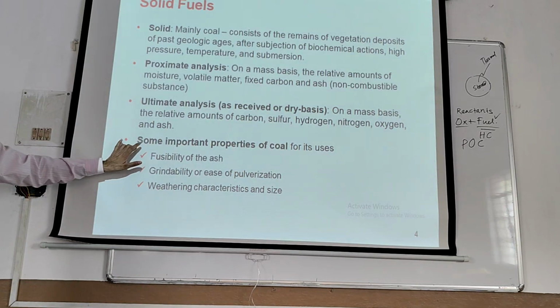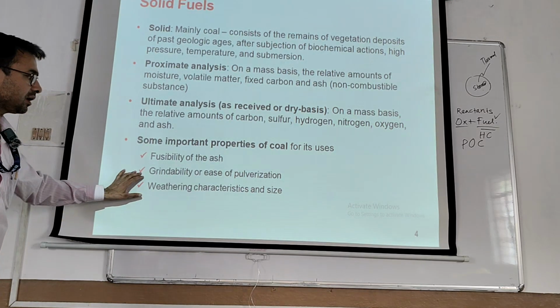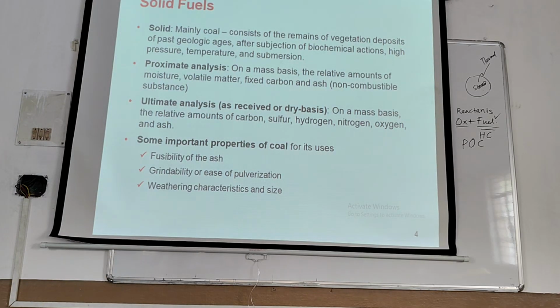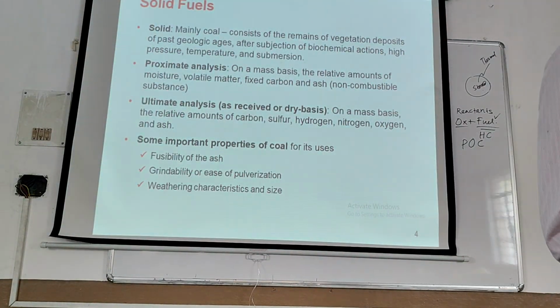Some important properties of coal for its uses: fusibility of the ash. The ash should be fusible, it should not be a chunk, and it should be as small as possible so that it can be transported easily. Then grindability or ease of pulverization, because we do not use coal as a chunk. What we do in furnaces is pulverize the coal.